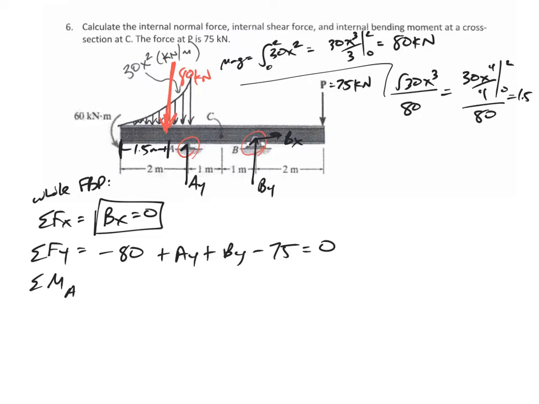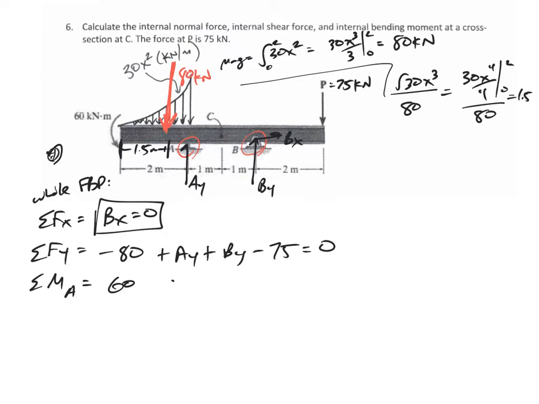I might should sum the moments about B. Doesn't matter too much in this situation. Summing the moments about A, let's see. I've got that 60 kilonewton meter moment. That one is counterclockwise, so that one is positive.